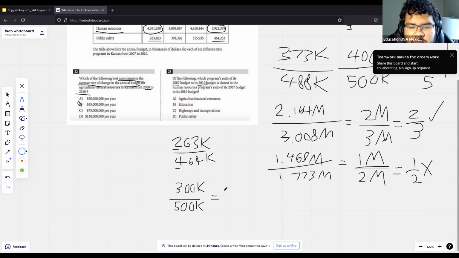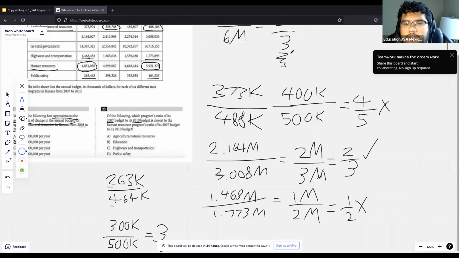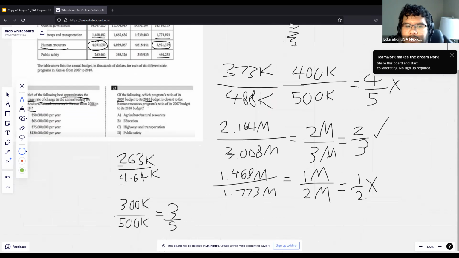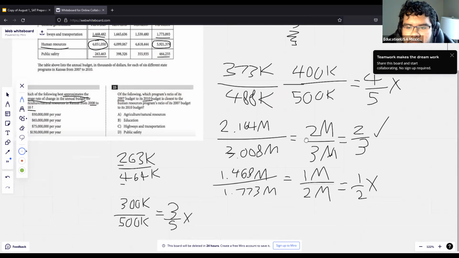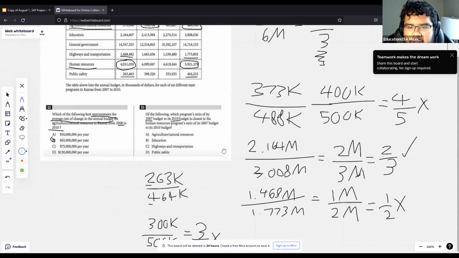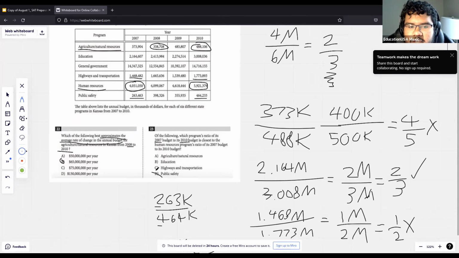And this gives us an approximate ratio of 3.5, which again is not very close to this 2/3, unlike education, which was right on the spot. And through that, we can safely get rid of all these other choices and select B as the correct answer.